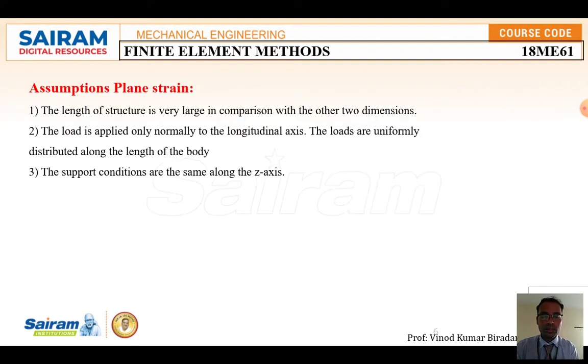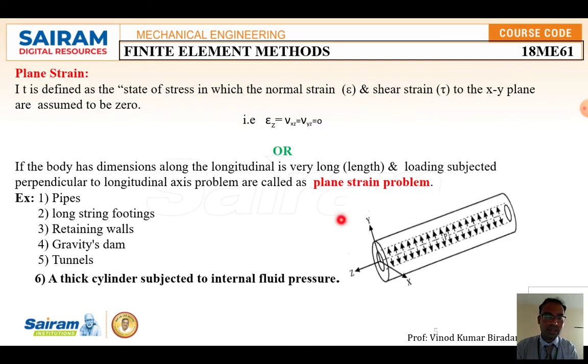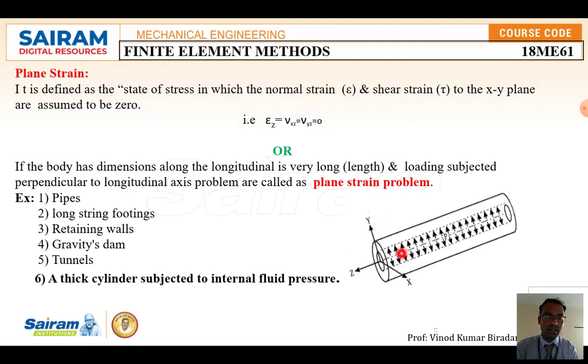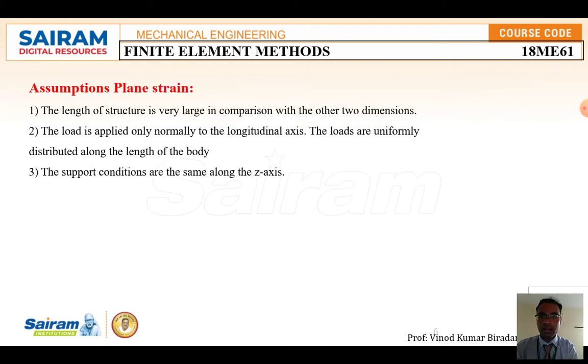These are some assumptions we consider in the plane strain problem. The length of the structure is very large in comparison with the other two dimensions. The load is applied only normal to the longitudinal axis, and the loads are uniformly distributed along the length of the body. The third is that the support conditions are the same along the z axis. These are the three assumptions we consider while solving plane strain problems.